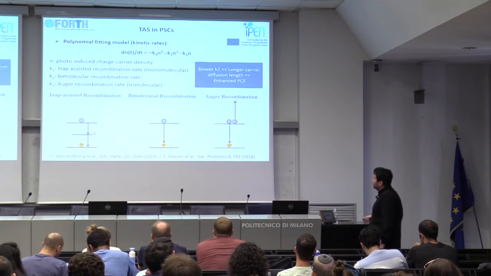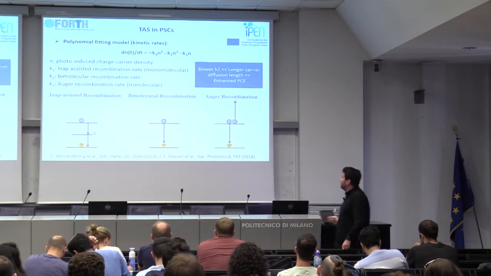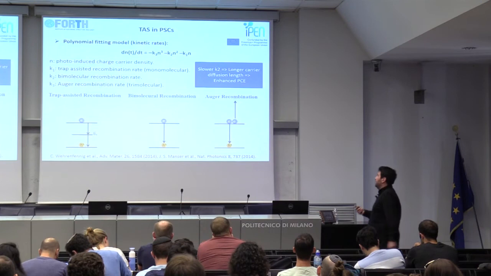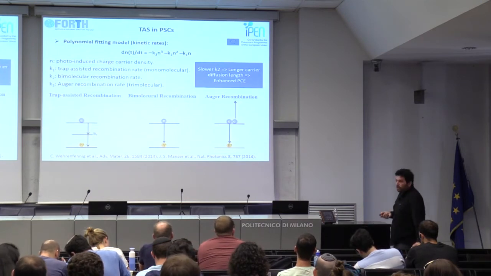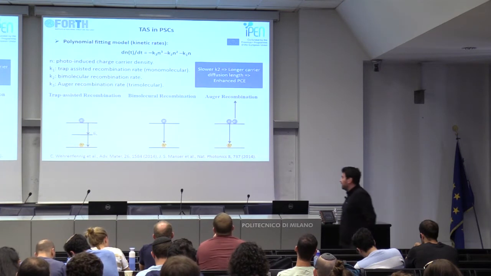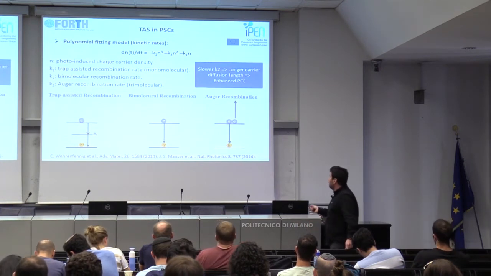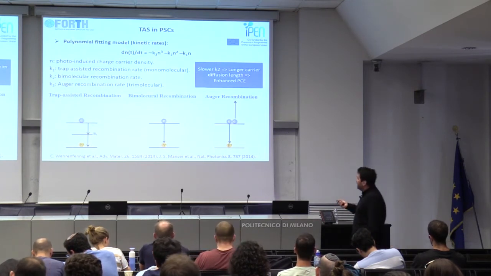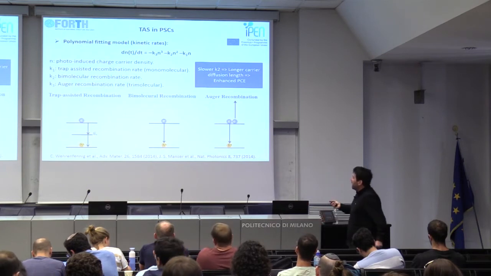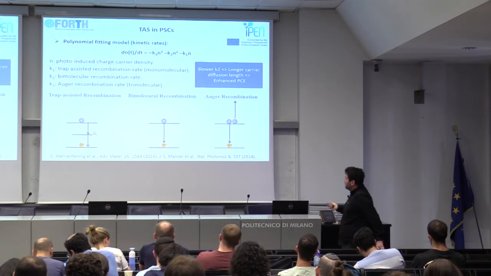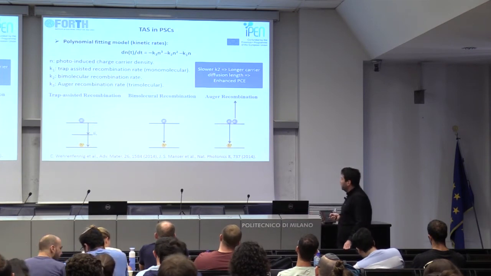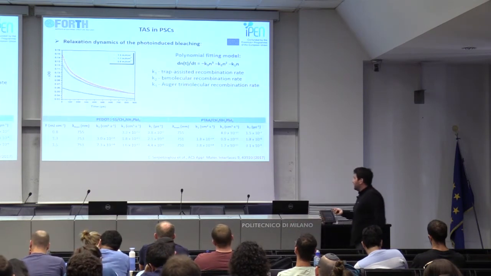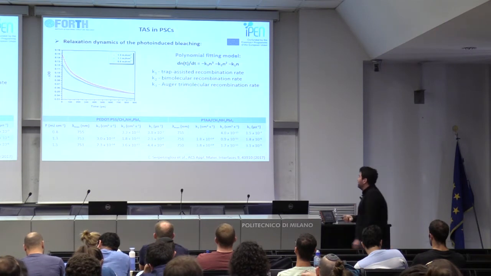But there is another model which is more widely accepted, I would say, that is the polynomial fitting model. And instead of having the time components, we here talk about kinetic rates, how fast this process occurs. And we do the fitting by employing this polynomial equation, where N is the photo-induced charge carrier density, K1 represents the trap-assisted recombination rate, K2 represents the bimolecular recombination rate, whereas K3 represents the Auger recombination rate. So again, it's the same set of data, but with a second fitting approach.